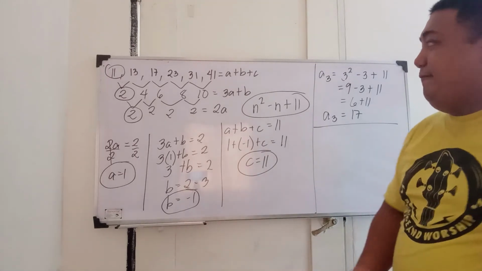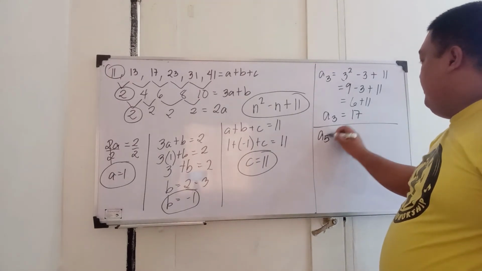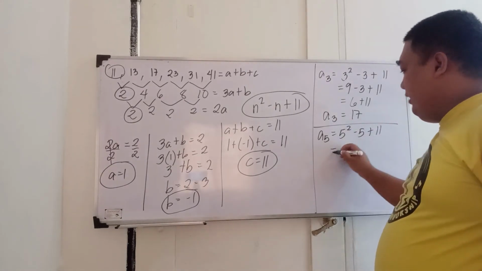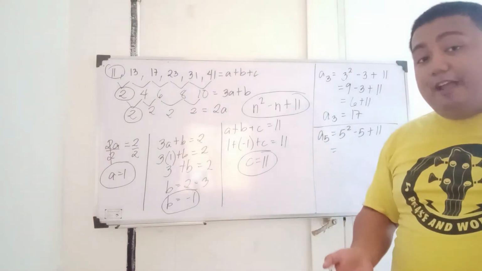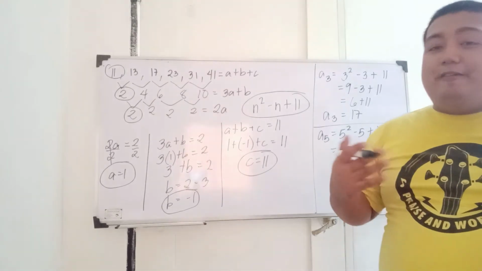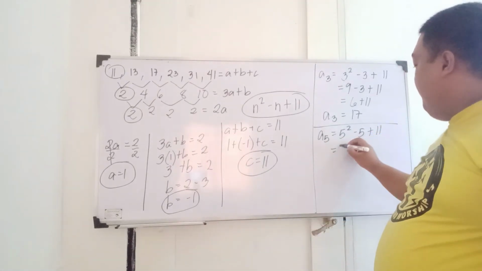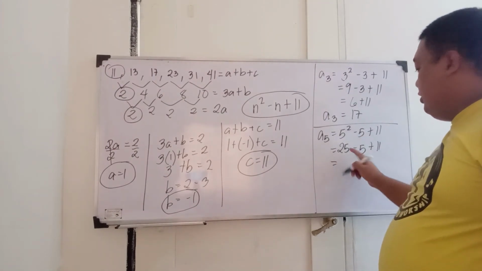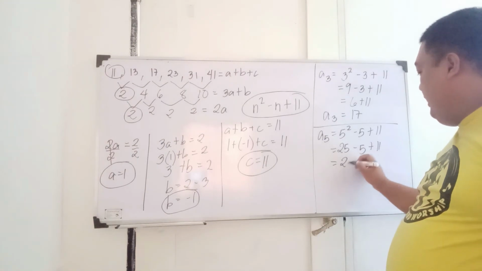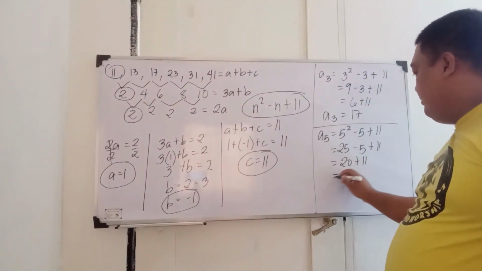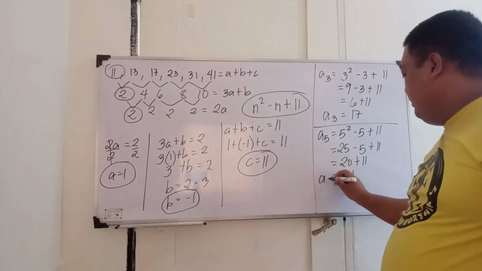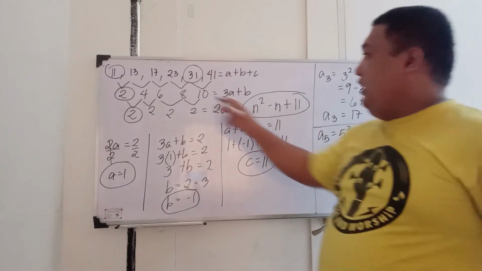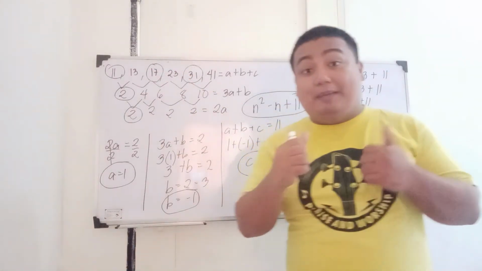Next, try natin si a sub 5. A sub 5 is equal to 5 squared minus 5 plus 11. Again, take note 5 squared is 5 times 5, hindi 5 times 2. So, 5 squared is 5 times 5, 25. Minus 5 plus 11. So, 25 minus 5, that is 20. Plus 11, 31. So, a sub 5, ito yun. A sub 3, ito. So, okay ba?